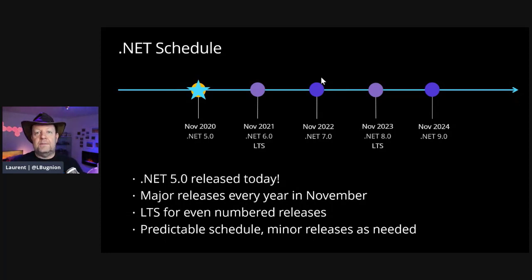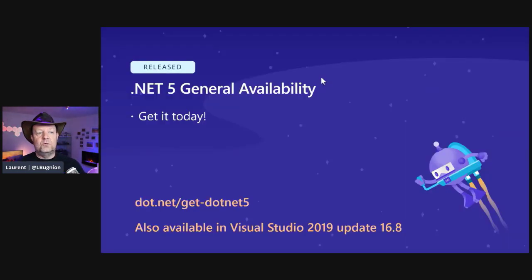Of course, you will have some minor releases, so 5.1, 5.2, etc., as needed. For example, if we need to fix something urgently, but you can always count on having a new major version of .NET every time in November. And so stay tuned. November 2021, we'll have, of course, .NET Conf, which is traditionally the conference in which we announce the new version of .NET. So quite interesting here.